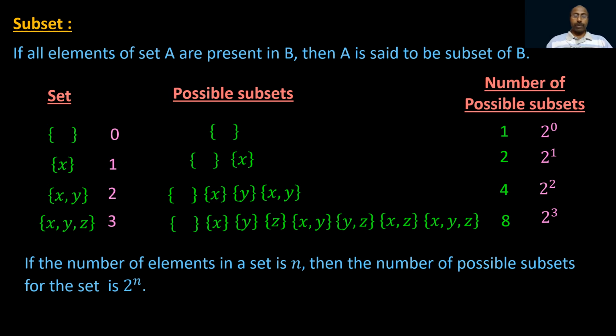So we have to remember this result because it is very important for objective type questions. If the number of elements is n, then the number of possible subsets for the set is 2 power n. That is, if the number of elements is 4, the number of possible subsets is 2 power 4, that is 16, like that. Okay.